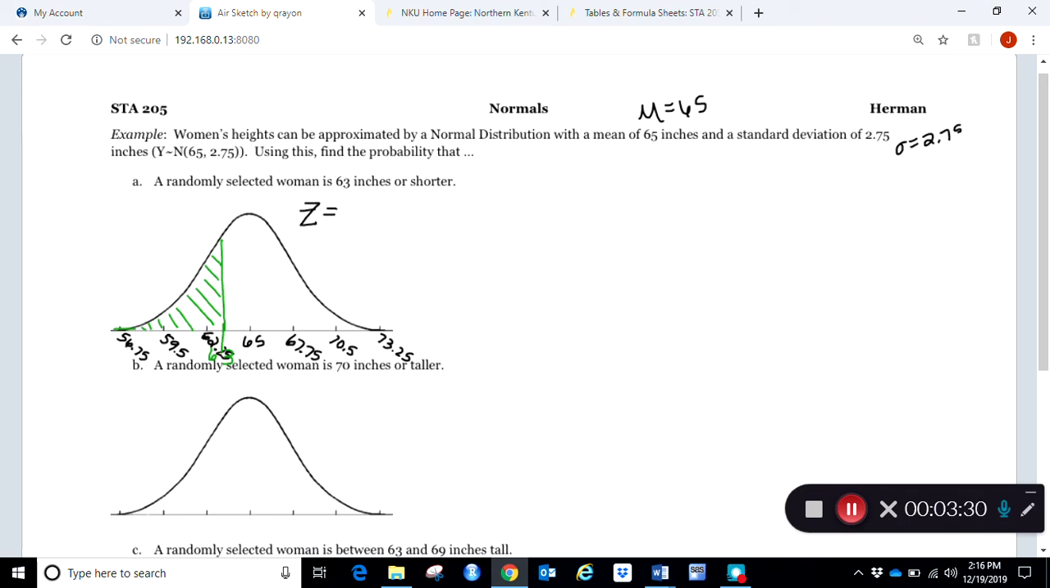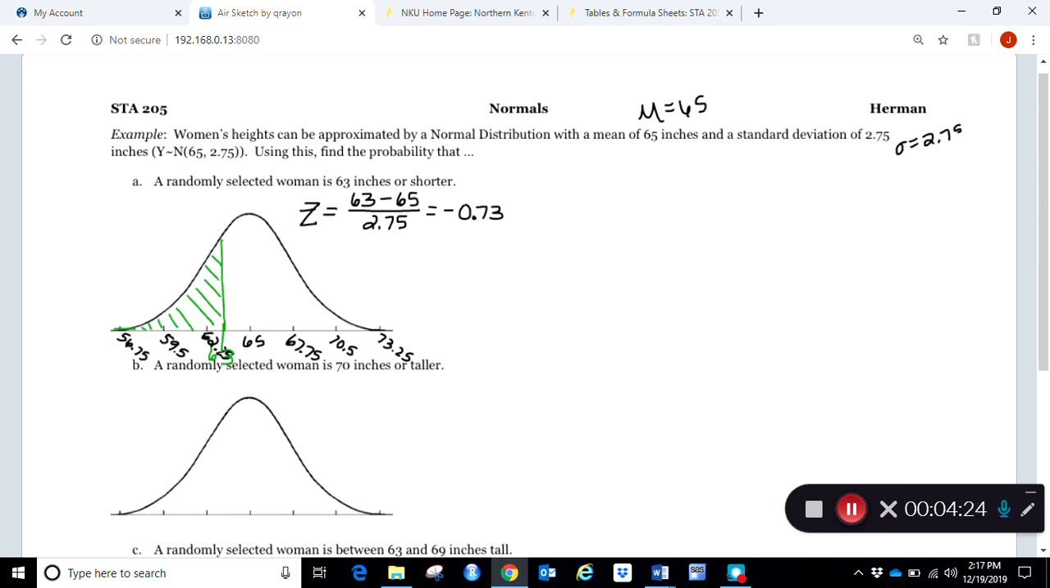So our z, our observation, is that 63. The mean is our 65. And our standard deviation is 2.75. Doing the math here, we get a z-score of -0.73, which is right between that -1 and 0, as I said it should be. Now let's talk about what I can also tell from this picture when it comes to the probability I'm going to get for my answer. If I had everything to the left of 65 shaded, I would have exactly 50%. Because as when we talked about the normal curve, it's 50% below the mean and 50% above the mean. Thus, I can tell from my picture alone that my answer better be less than 50%.